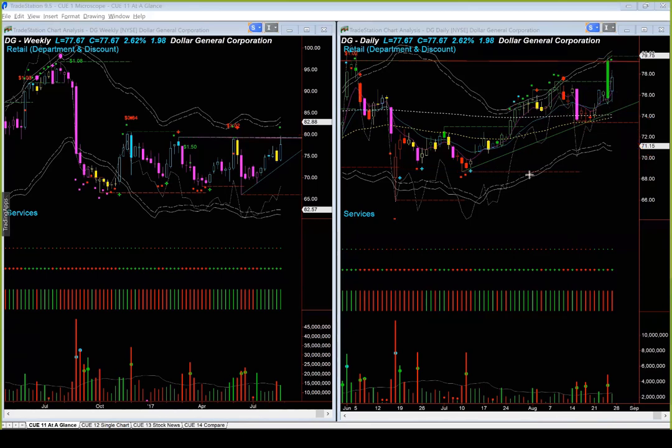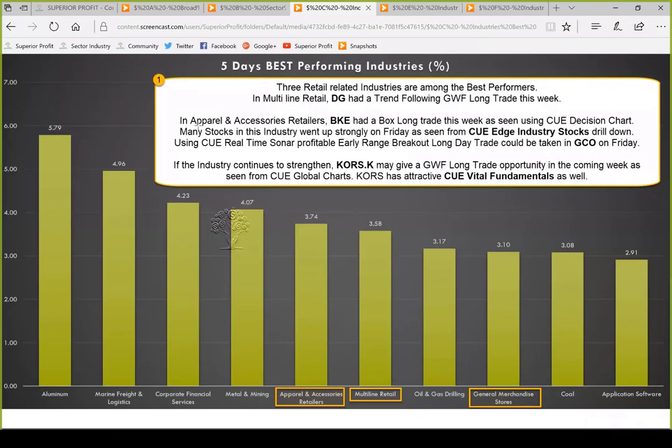So if we were watching QH on a daily basis, then we could probably see that this industry was strengthening when the go with flow long signal came, and we could take the long trade more confidently. In another retail industry, apparel and accessories retailers, BKE had a box long trade this week. And we can see that using Q decision chart. Let's have a look at this stock, BKE.